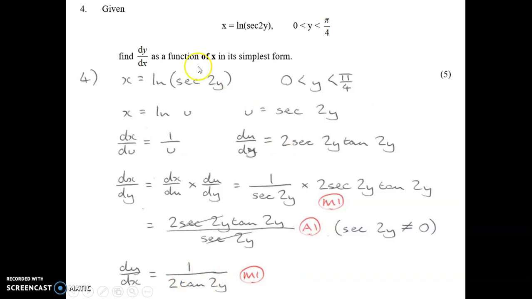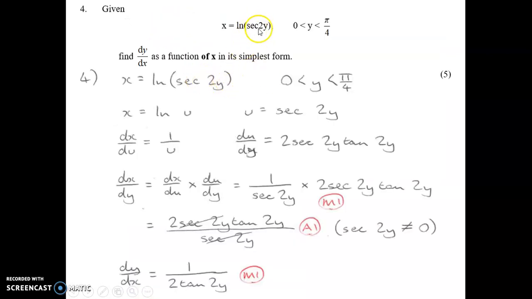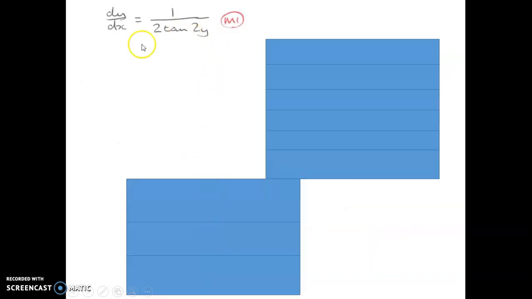But we haven't finished, because as I said earlier we were asked for dy by dx as a function of x. So we're going to have to change this function here to a function in x. So that's what we'll try on this next page. And what we do know is that we've got information that relates sec and x, and we've got tan here. So it suggests that we want to use some sort of relationship between tan and sec.